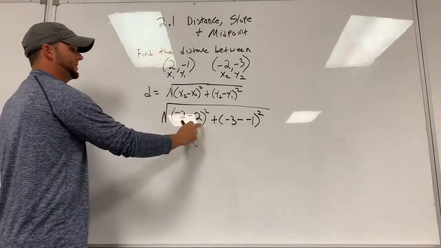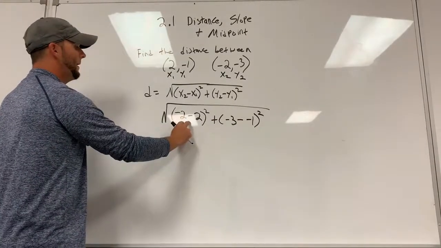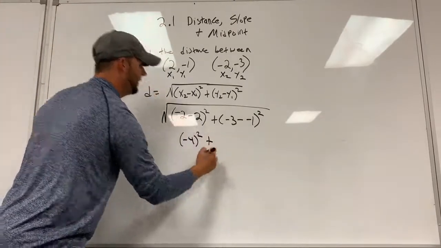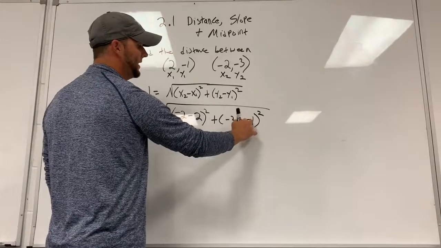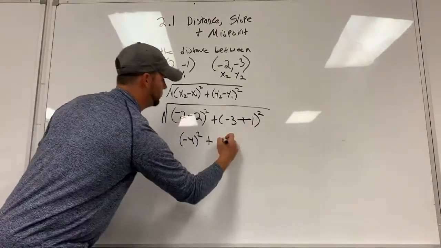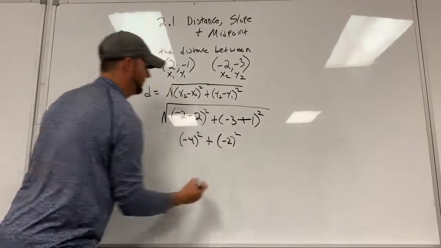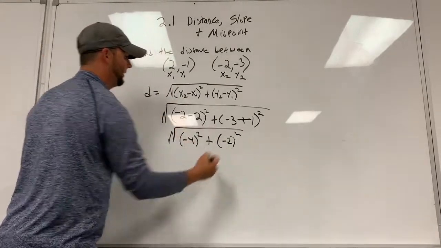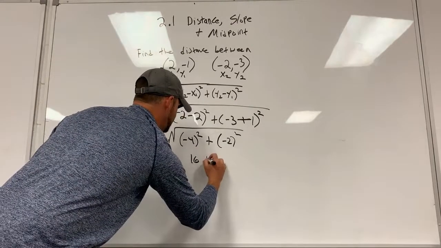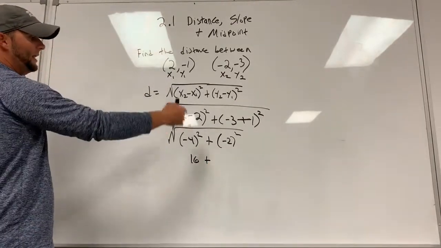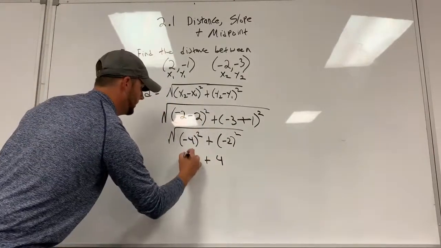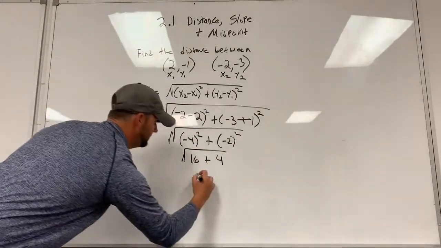So I'm going to do the parentheses first. So -2 minus -2 is going to give me -4. -3 minus a -1 is going to be a plus here. So -3 plus 1 is going to give you -2 squared. And I have to take the square root of the whole thing. So -4 times -4 is going to give you 16. -2 times -2 is going to end up giving you 4. 16 plus 4 is going to give you 20.